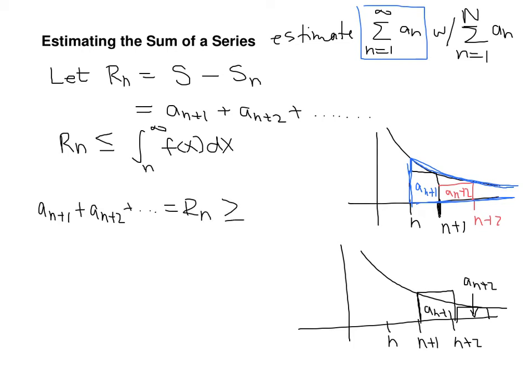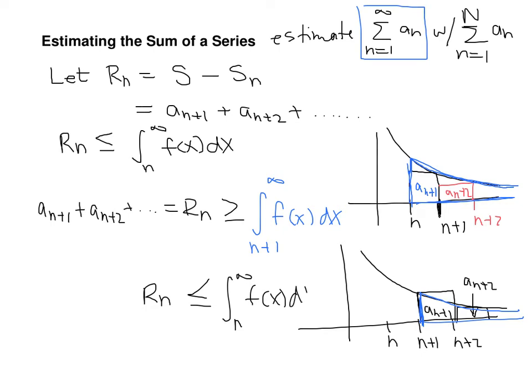is greater than or equal to, see the integral there would begin at n plus 1, so the integral from n plus 1 to infinity of f of x dx. So what that tells us is that our remainder r sub n is smaller than the integral from n to infinity, but bigger than or equal to the integral from n plus 1 to infinity.